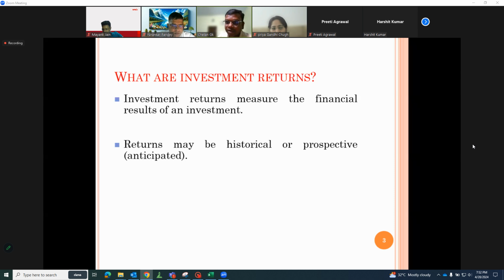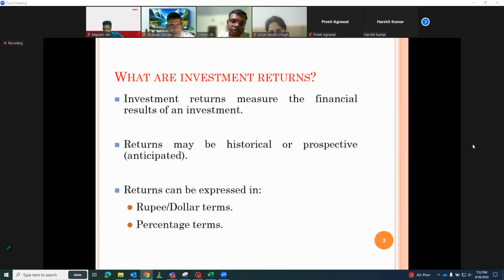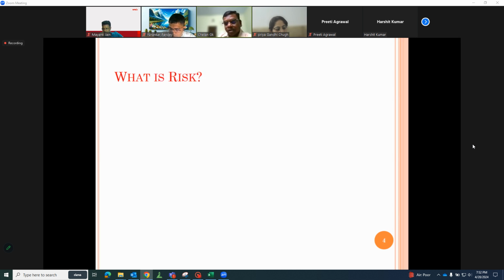Many people will be doing it, right? If I invest in the stock market, my return will be how much? I can double it in just 1 year's time. That is called an anticipated return, right? Returns can be expressed in rupee terms, or they can be expressed in percentage terms. We will discuss both of them. We are discussing very basic return in this particular session. There are 2 sessions on risk and return: the first is today's, the 5th session, and the 6th session is going to be next week. So tell me, what is risk?